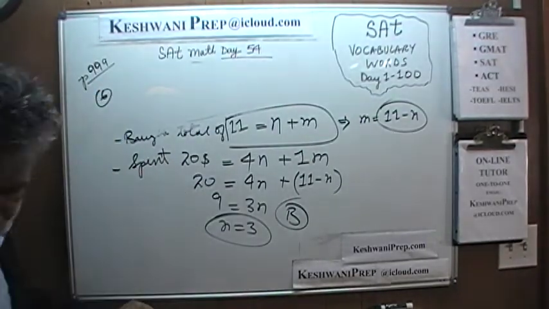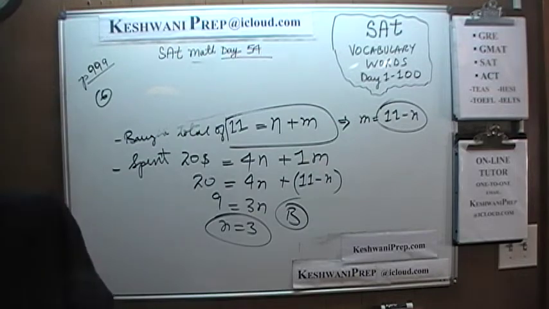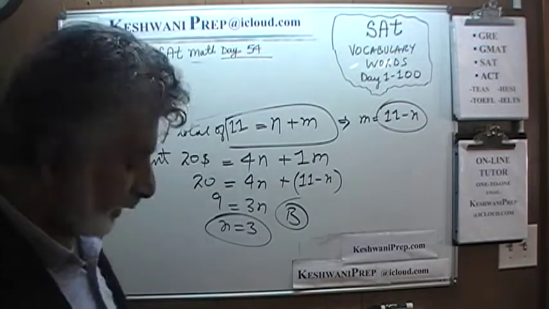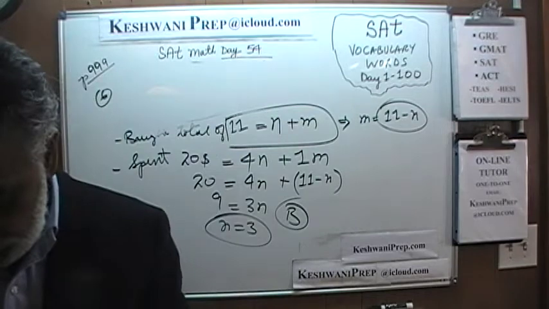Number 6. Just give me a quick break. Oh, that was number 6. I don't know what the hell I was doing. That was number 6. Let's move on to number 7.